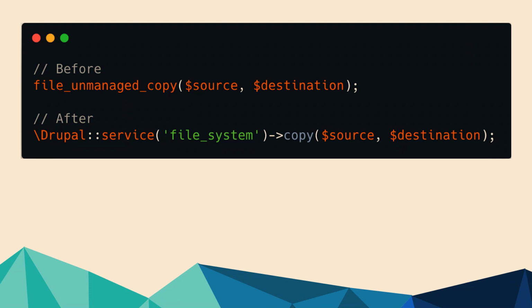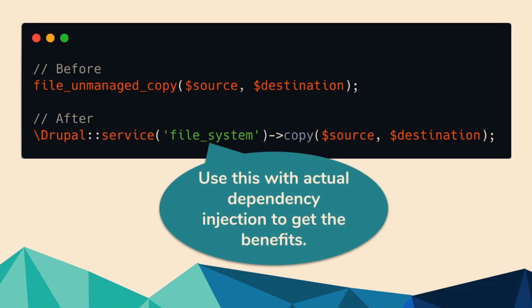Let's take a look at an example of a deprecated function. We made file_unmanaged_copy deprecated and introduced a service instead in Drupal 8.7.0. So there are various benefits. The service has a defined interface, so no hunting is needed for related file functions. The service implementation can be swapped for alternate implementations, unlike a global function. The service can be mocked for testing. The code can be auto-loaded and not necessarily in memory all the time. And the implementation is more in line with the rest of Drupal's API style.